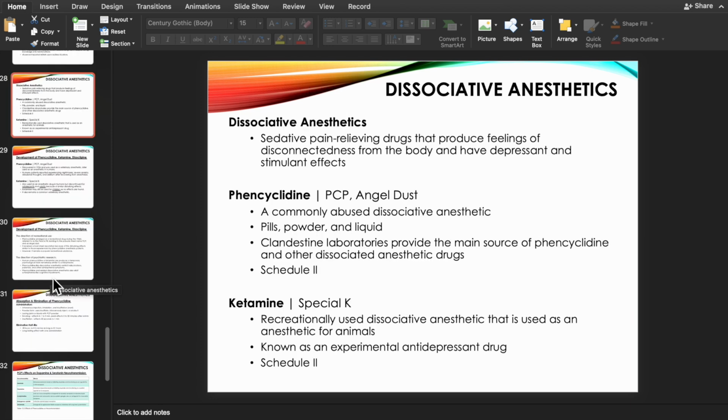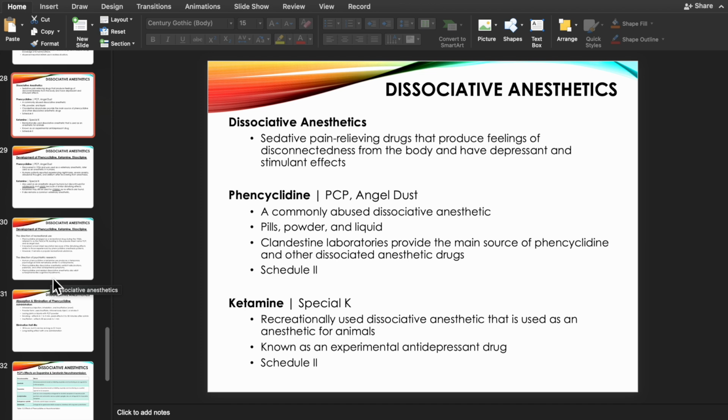Dissociative anesthetics are sedative, pain relieving drugs that produce feelings of disconnectedness from the body and have depressant and stimulant effects. These include PCP and ketamine. So, phencyclidine, PCP, also called angel dust, comes in pill, powder, and liquid form. Clandestine laboratories, which are secret illegal labs, make the most PCP. Ketamine, known as Special K, is used as an anesthetic for animals.